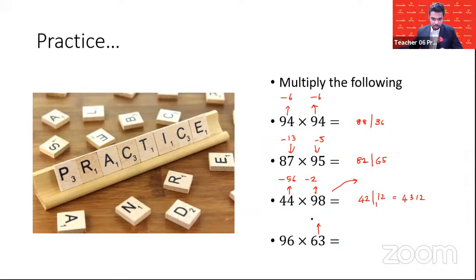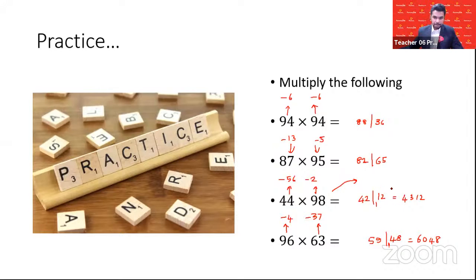So the last one is quite simple. 37 is how much deficient from 100? It is minus 37. 63 is minus 37 from 100. 96 is minus 4. So you can do 4 times 37. What is 4 times 37? 120 plus 28. 148. 1 is a carry to the next place. And you can do 63 minus 4, which is 59. So this is going to be 6048. Correct. So I can see Jyotish, Maunika has got it right.